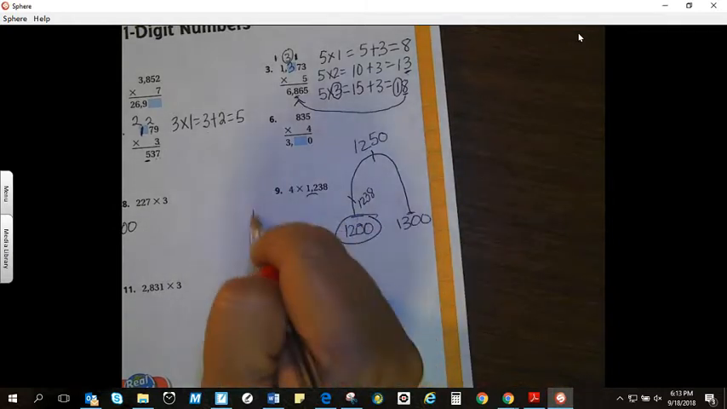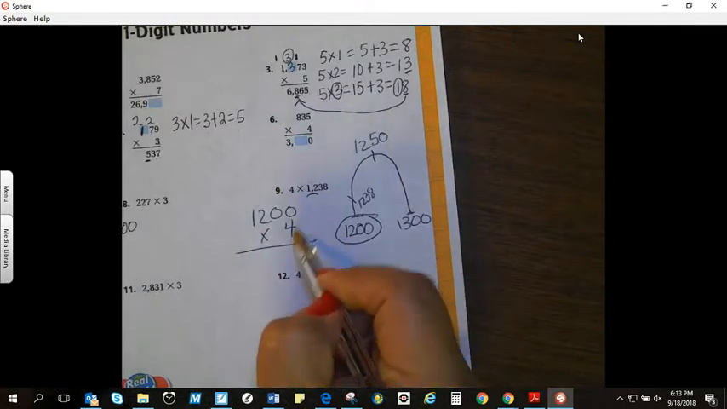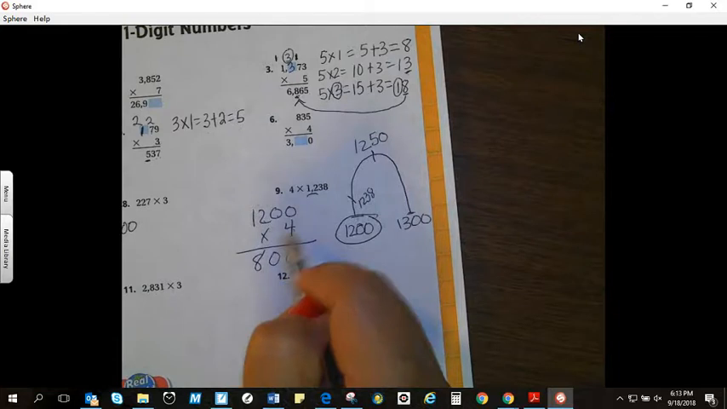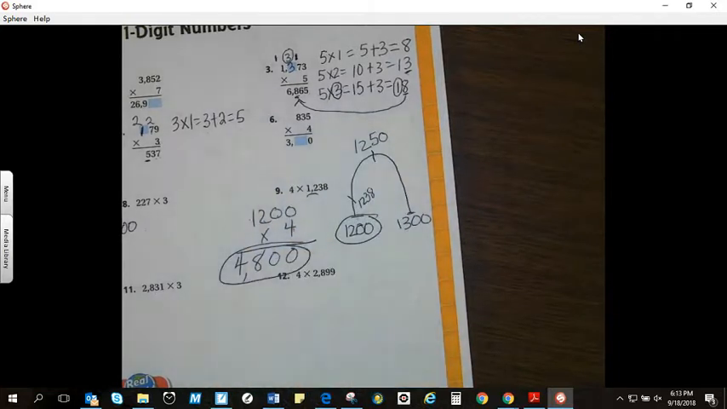So 1,200 times 4. 4 times 0 is 0. 4 times 0 is 0. 4 times 2 is 8. And 4 times 1 is 4. And so that's estimated to be about 4,800.